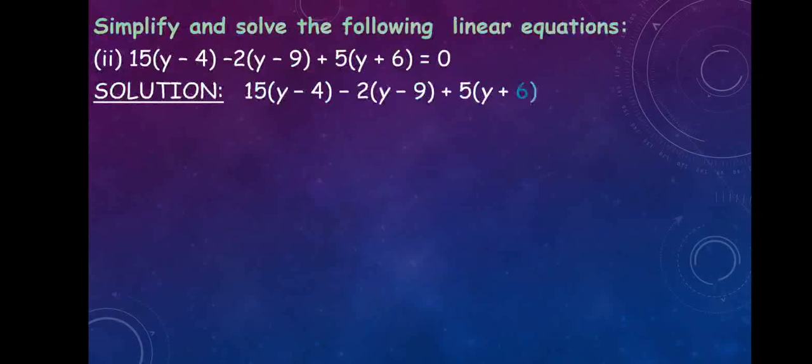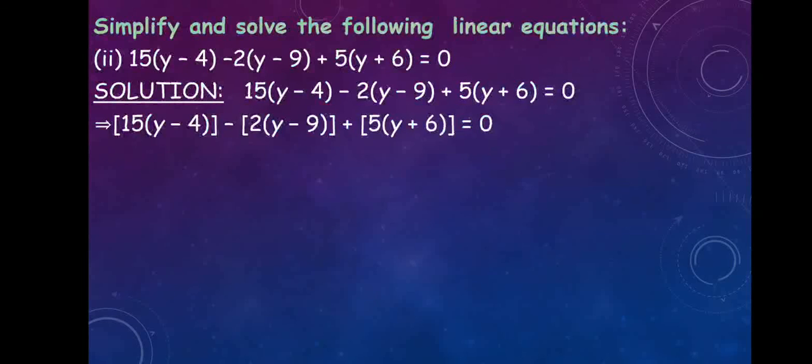Let's try this out. Here, what I have done, I have enclosed all the terms in square brackets: the first expression 15 into (y minus 4), then 2 into (y minus 9), then 5 into (y plus 6). Next, I'll apply the distributive property inside these square brackets only, and then I'll open the brackets. Fine.